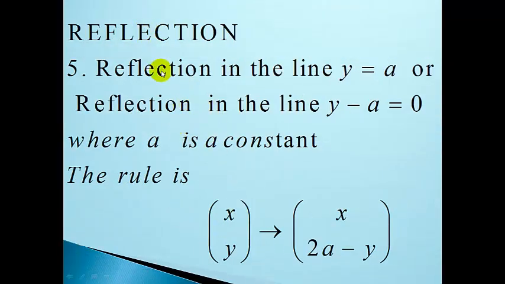Now we have reflection in the line y equals a, or reflection in the line y minus a equals 0, where a is a constant. Now the rule is xy maps to x, 2a minus y. That is, the x coordinate remains the same, but the y coordinate now changes to 2a minus y, where a is a constant. So we multiply 2 by the constant a given, then we subtract the y coordinate from it, and that will give us the new y coordinate.